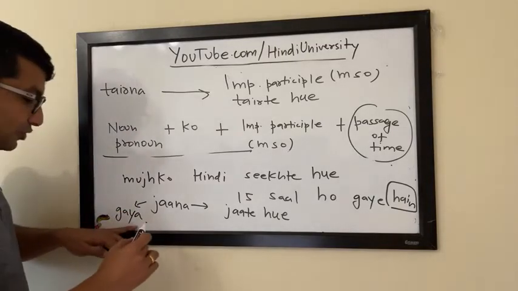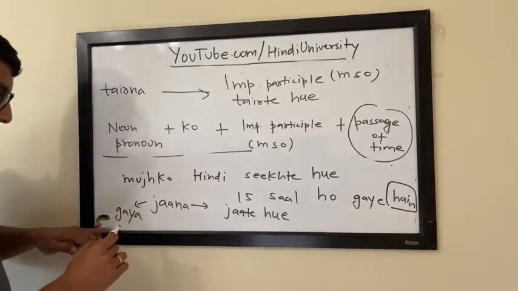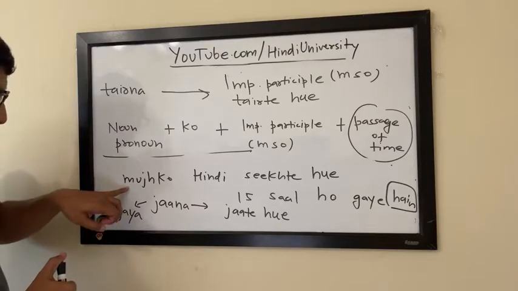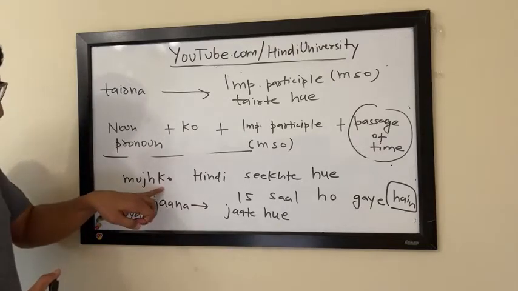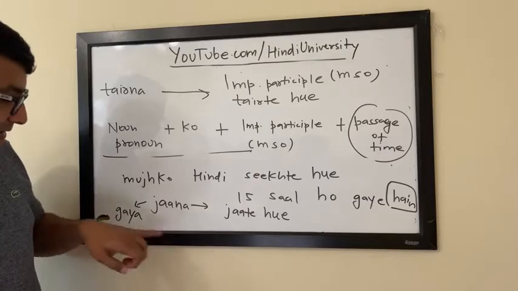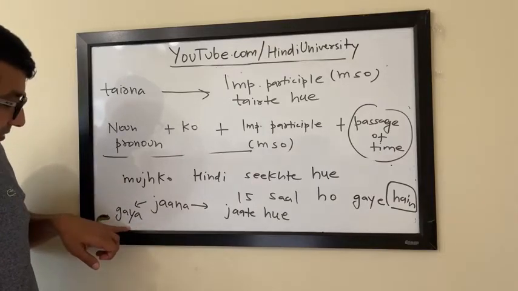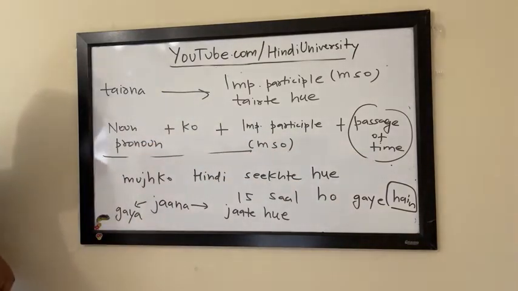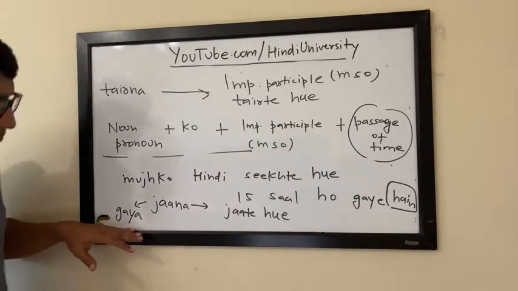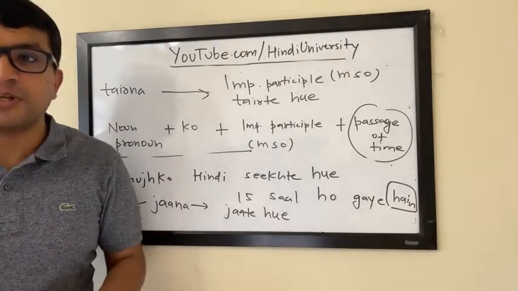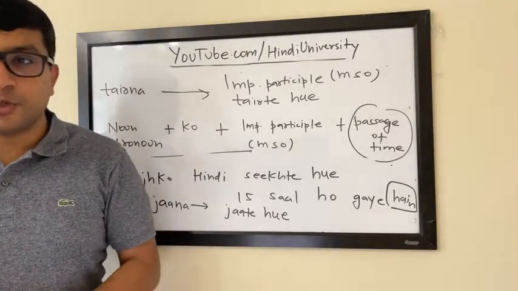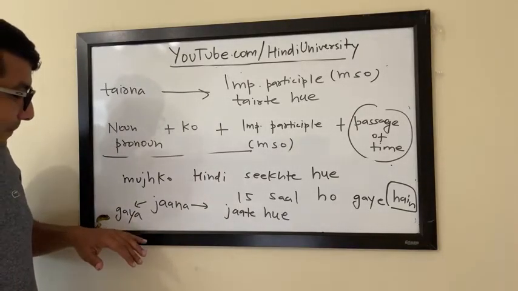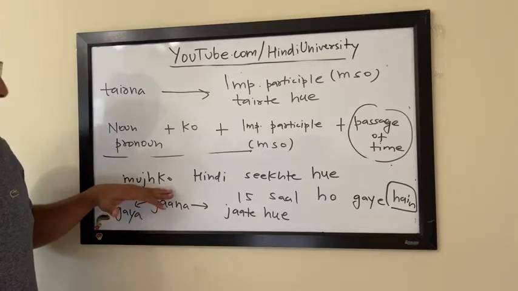Okay, so gaya. So main teen saal nahi. No, go back to the formula. Mujhko, India, teen. The passage of time will come right after that. So use the verb gaya. So I want to say I have not gone for 3 years? Yes, that it's been 3 years since I've gone. Okay. All right, then I would say mujhko.